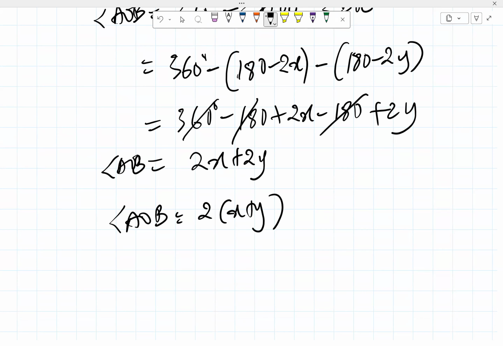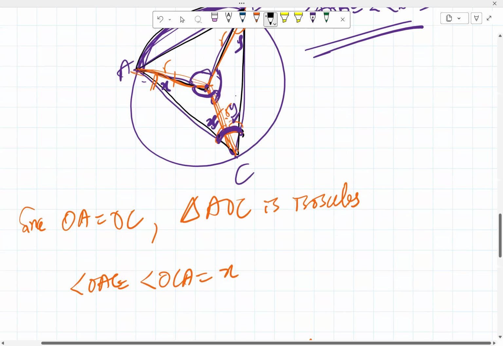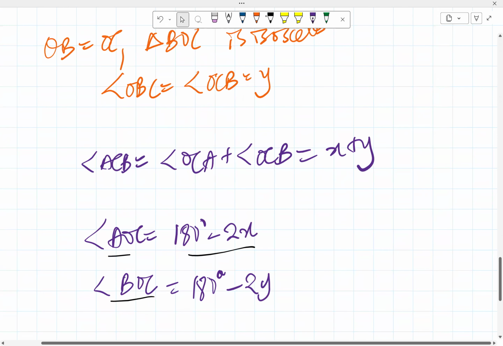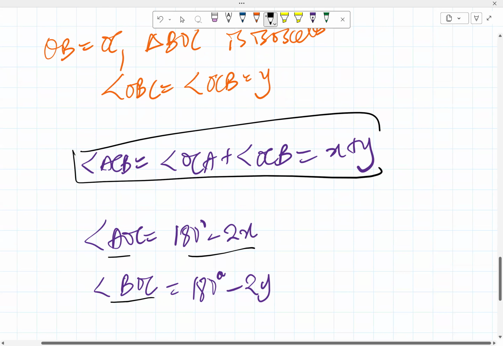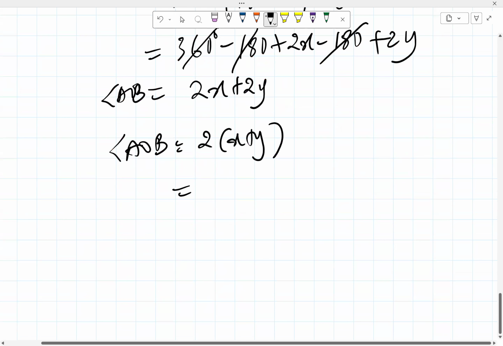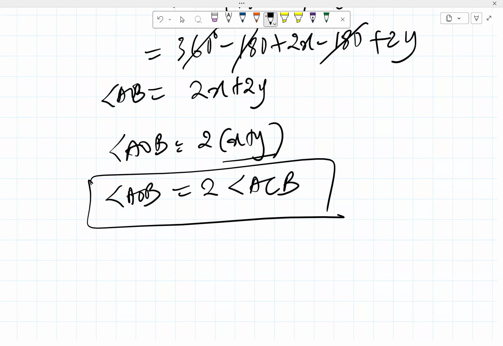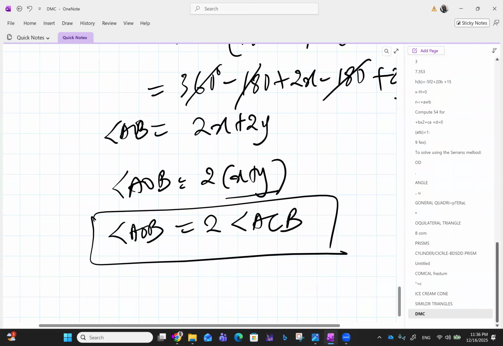If you remember what we did the other time, we discovered that this angle ACB is actually x plus y. We saw that here, so angle ACB is x plus y. We can recall that. So this 2 times (x plus y) is 2 times angle ACB. So angle AOB is simply 2 times angle ACB, based on what the theorem says. So that's just what the proof looks like for that first theorem.